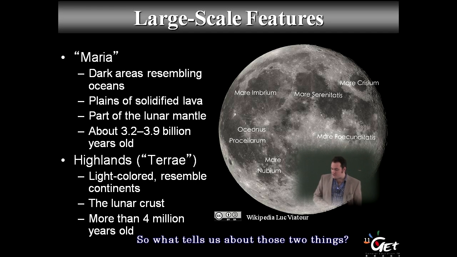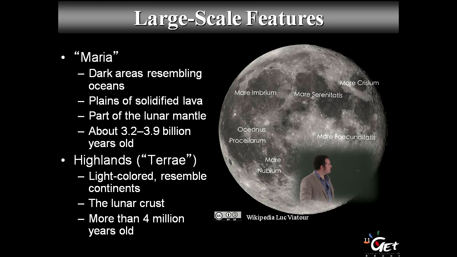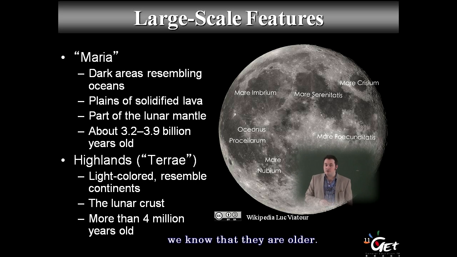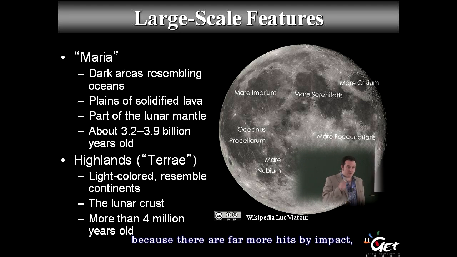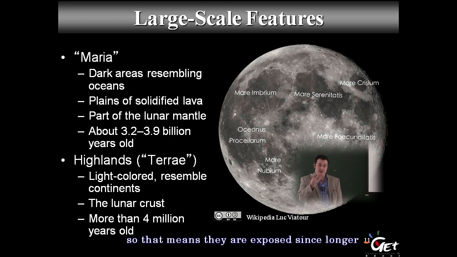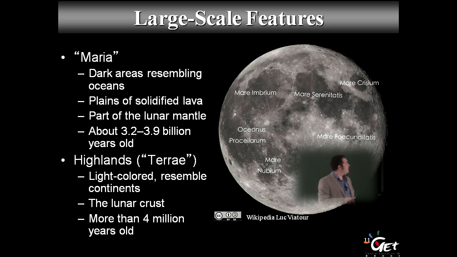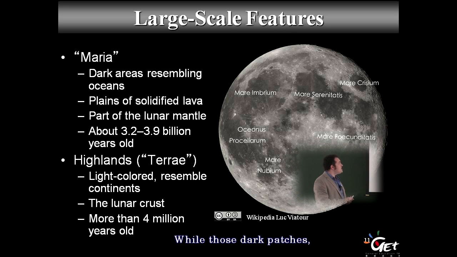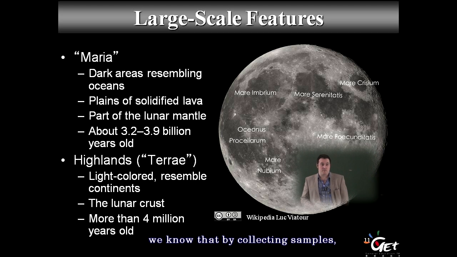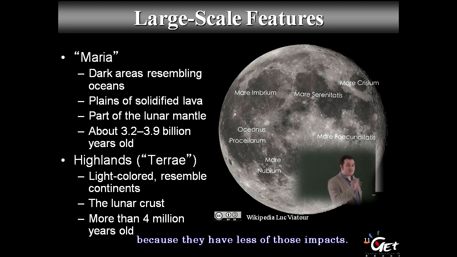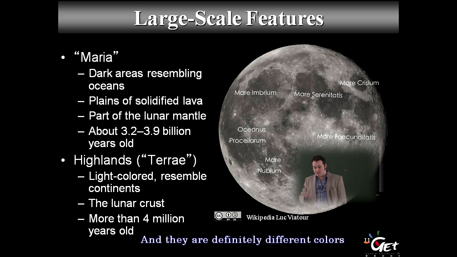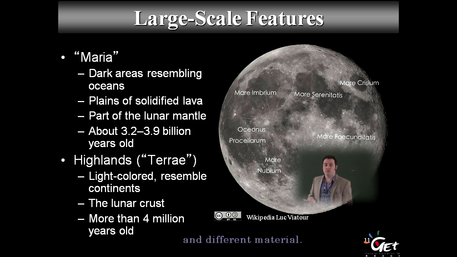So what tells us about those two things? Well, these parts that are lighter, those terrae, we know that they're older. We can see that they're older because they are far more heated by impacts. So that means that they have been exposed for longer. While those dark patches, they are younger. We know that by collecting samples, but we can see that they are younger because they have fewer impacts. And they are definitely different colors or different material.